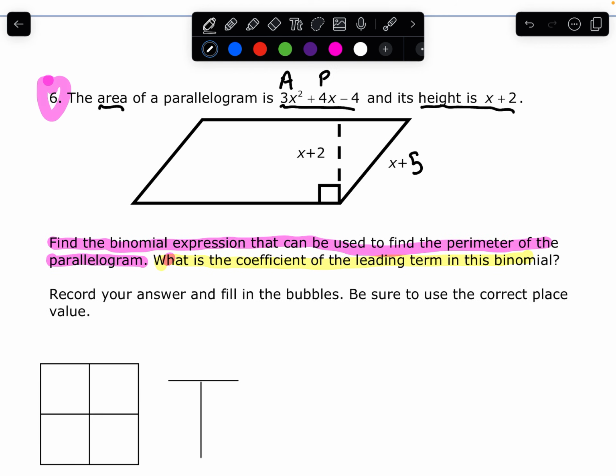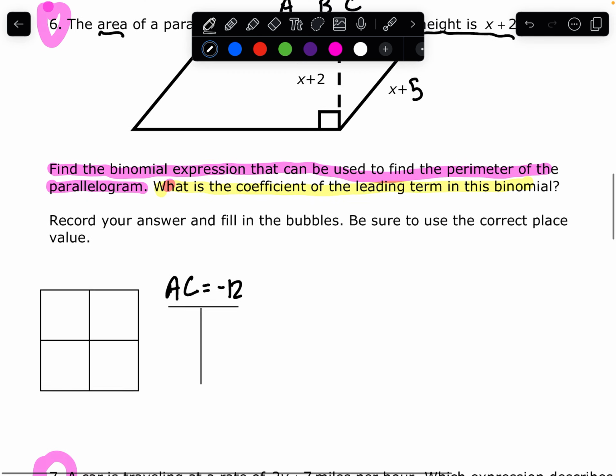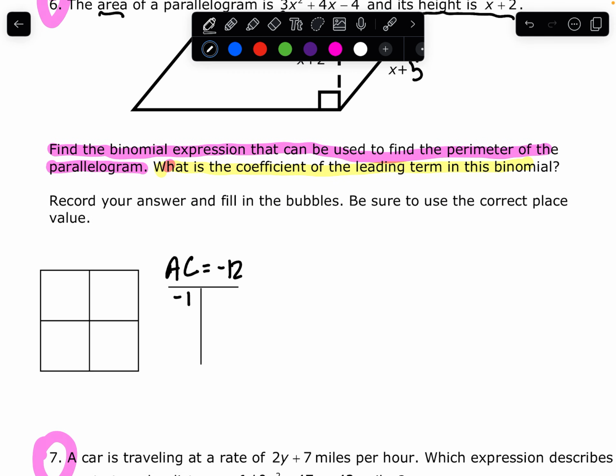We have an A, we have a B, and we have a C. In this case, I'm going to look for a GCF. So I have a 3x squared, a 4x, and a 4. In this case, there's nothing I can do. So A times C. 3 times negative 4 is negative 12. Thinking about negative 1 and 12. Negative 2 and 6. Negative 3 and 4. And again, if it helps, negative 4 and 3. Negative 6 and 2. And then negative 12 and 1.